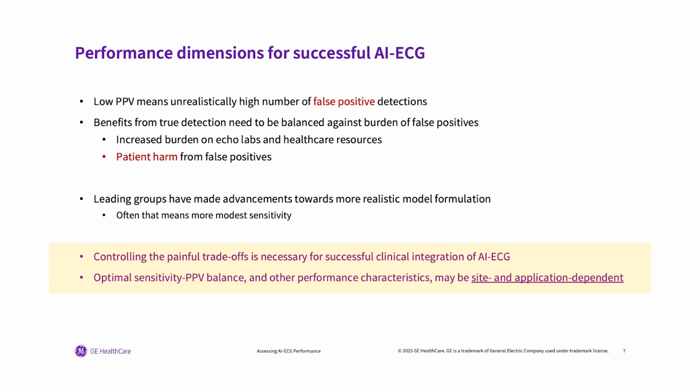because, again, it depends on the benefit of the true detections, which, again, can be huge for something like HCM. And it can be site dependent because it depends not only on the potential burden on the echo labs, but also on the institutional investment in the AI-ECG and the potential new workflows around it.